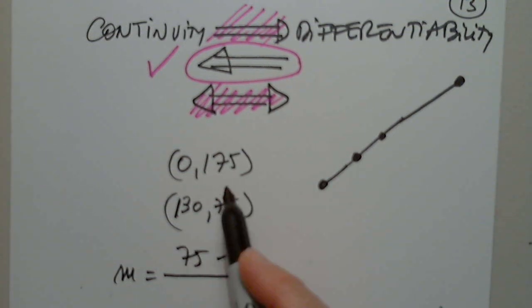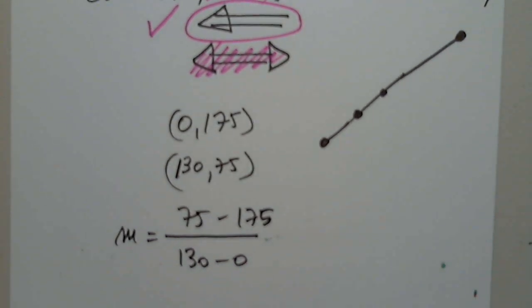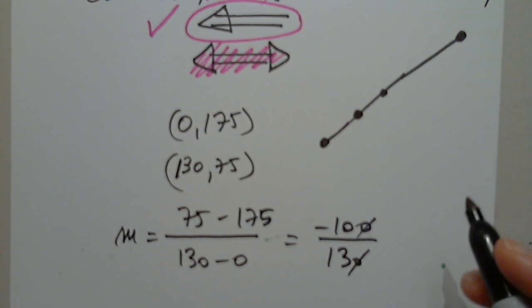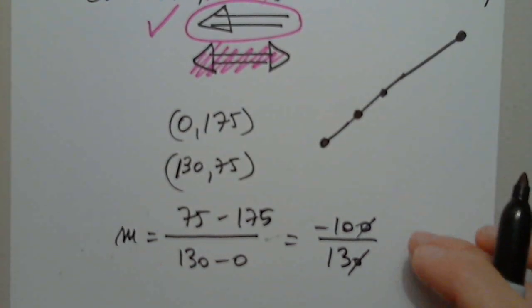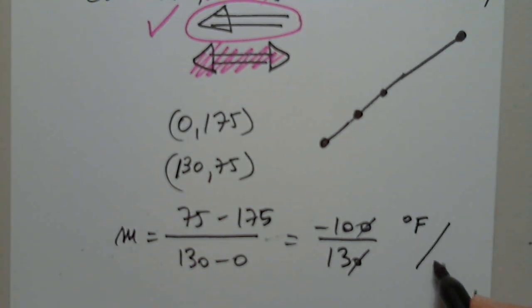So 75 minus 175 over 130 minus 0. The numerator is negative 100, the denominator is 130. So there will be 2 measurement units. The numerator is degrees Fahrenheit. The denominator is minutes, let's look carefully, yes, minutes. So degrees Fahrenheit per minute.